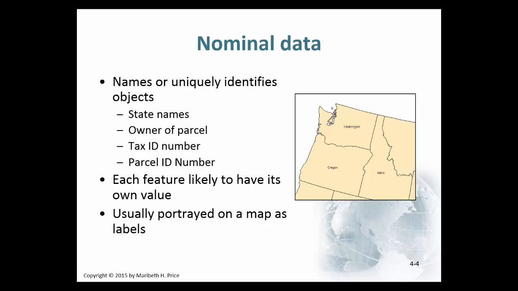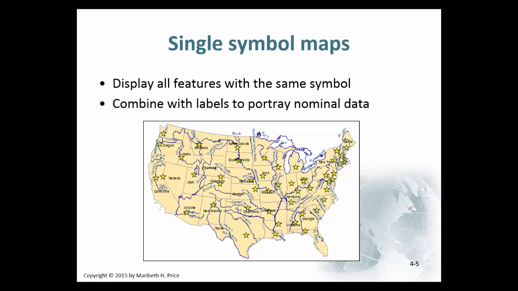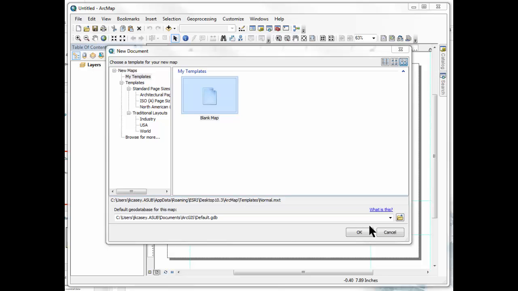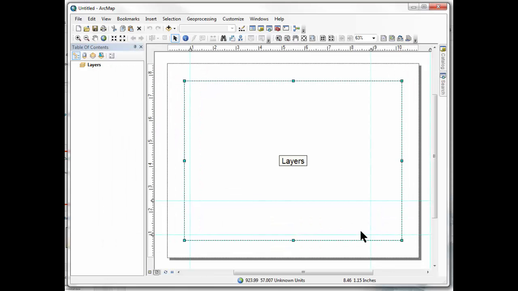Nominal data can be considered as names or identifiers such as state name, ID number, or owner. Many times this data is simply labeled on maps. Single symbol maps with labels are common for nominal data. The single symbol maps are the most basic. I would rather you think of it as a single symbol feature instead of a single map, because the symbol is really only relating to one data layer of the map.